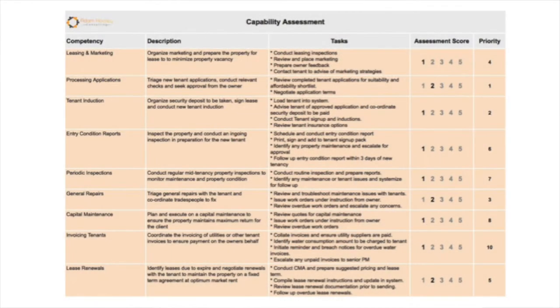So in this particular instance, this is a new property manager. So I may select some of the basic stuff in here, and you'll see I've got priority 1 and 2, tenant processing applications and tenant induction. So I've said for a new property manager, these are the simple things that you need to learn really quickly to hit the ground running. And then I go through and you'll see 3 is understanding general repairs, 4 is understanding leasing and marketing.